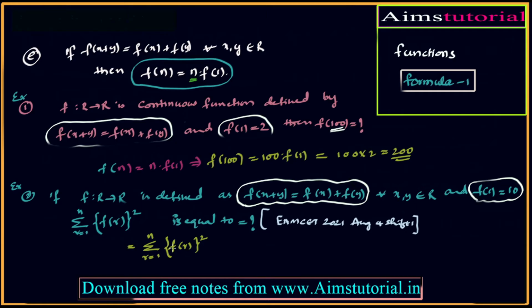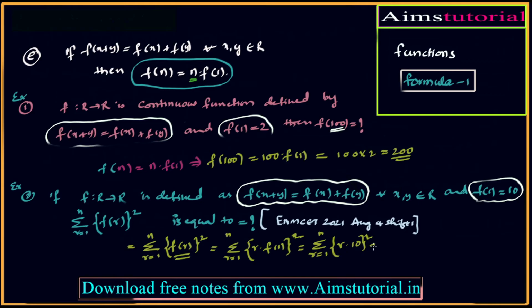So we have to find f(n). Formula of f(n) is how much, n into f(1). So summation r equals 1 to n, in the place of f(r) we can write r into f(1), whole square. Okay, so summation r equals 1 to n, (r into f(1)) is how much, (r into 10) whole square.